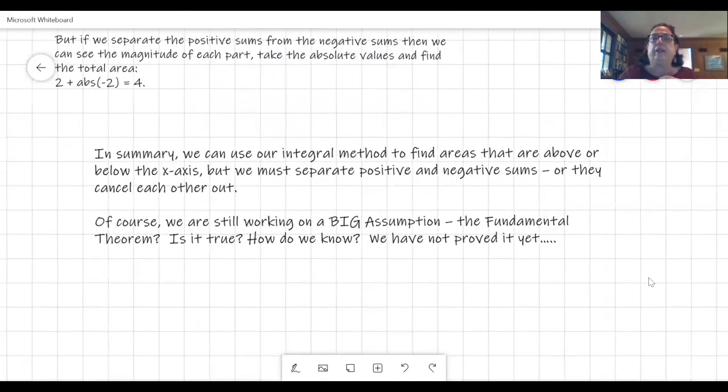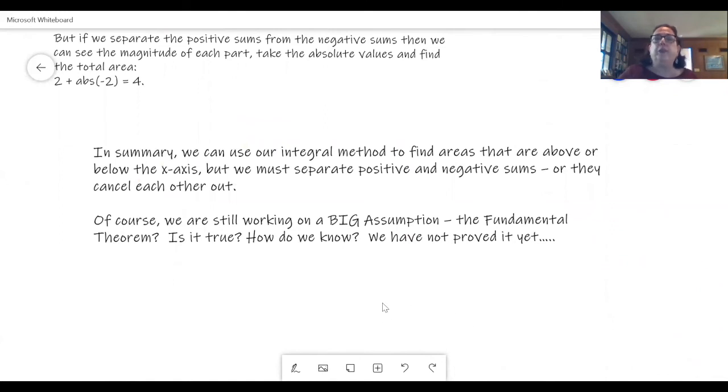So if we think about this, in order to properly use integrals to find area, we have to reliably figure out what areas will be positive and what areas will be negative. We'll have to use the graph and other information we have so that we can separate these integrals. Of course, we are still working on a very big assumption. We are assuming the fundamental theorem of calculus. Is it true? Is it always true? How do we know? We have not proved it yet. Stay tuned.